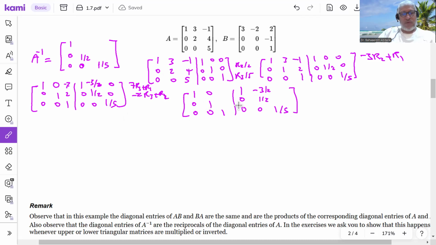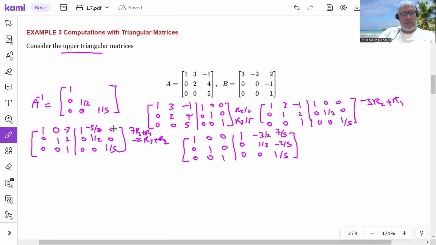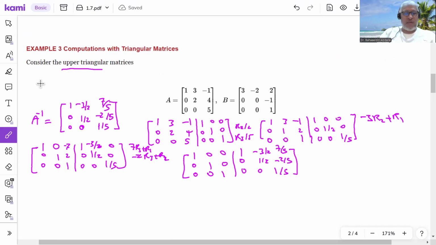Okay, negative 2 plus 2, that's 0. Negative 2 over 5. And now 7 minus 7 is 0. And 7 over 5. So this is A inverse. I have 1, 1 over 2, 1 over 5, as we mentioned here. And this is negative 3 over 2, and this is 7 over 5, and this is negative 2 over 5. And you can check this answer. If you multiply A times A inverse, or A inverse times A, you will get the identity matrix.